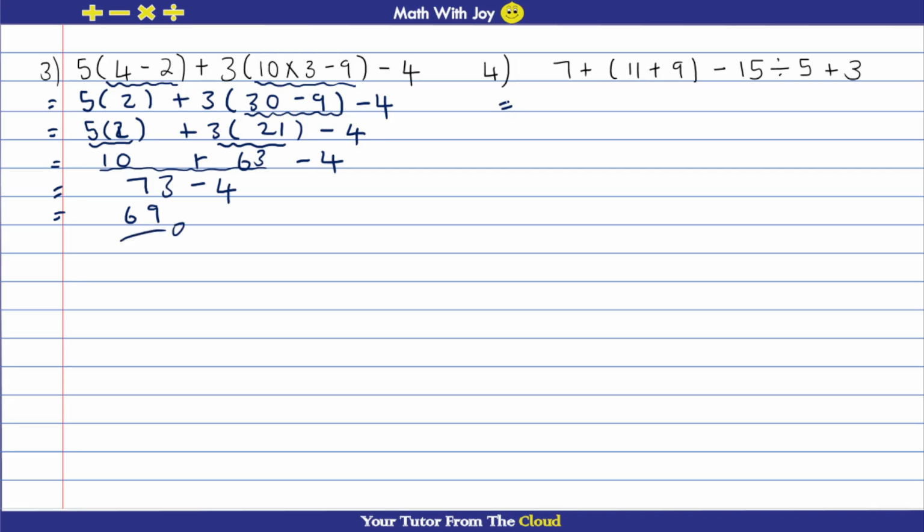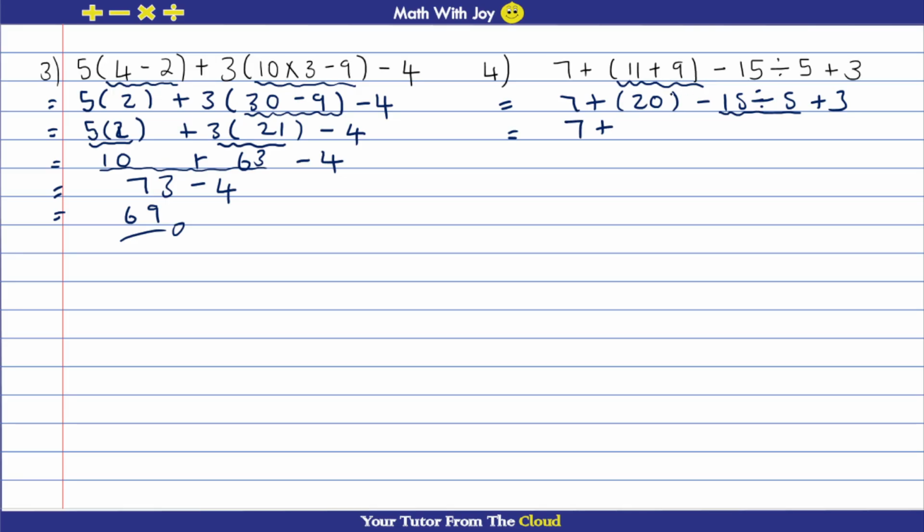Let's practice another question here. So again, we have our brackets. So we're going to copy everything else. We know 11 plus 9. So I'm going to keep the bracket. 11 plus 9 is going to give us 20. Minus 15 divided by 5 plus 3. Then we continue and we say, well, now we have to do this operation, which is division. So I write 7 plus.